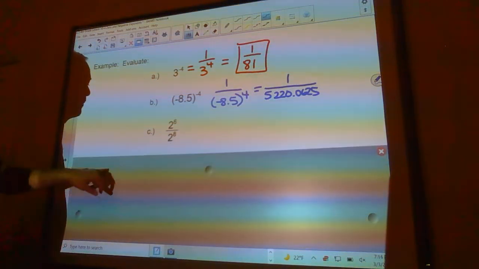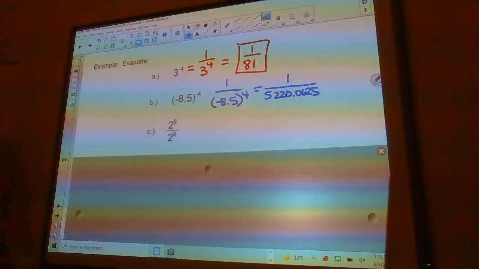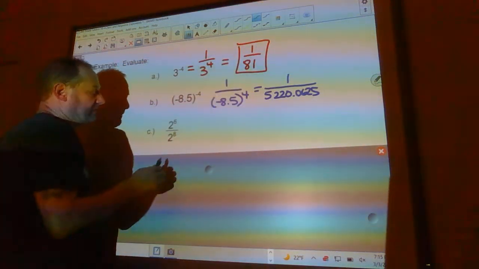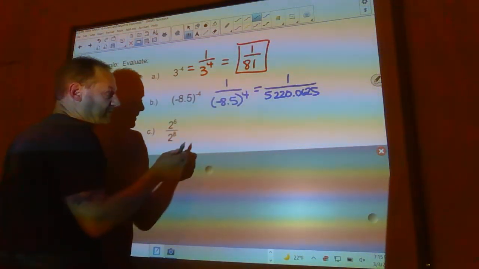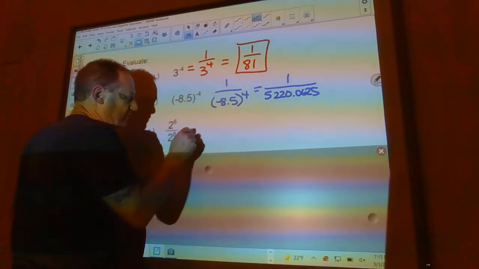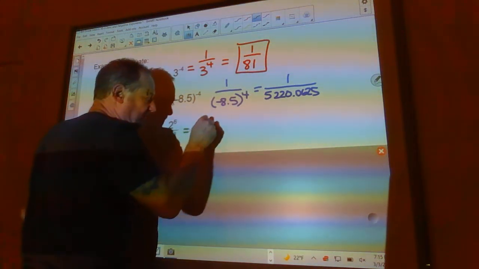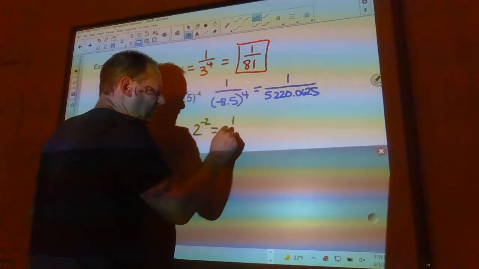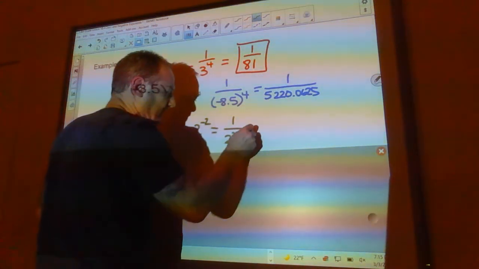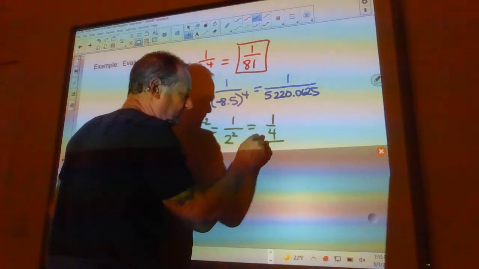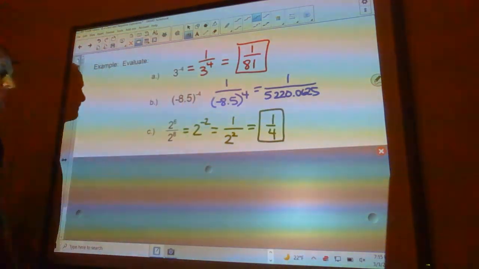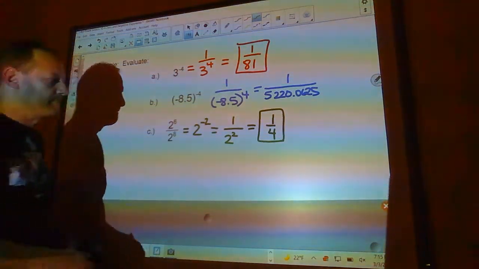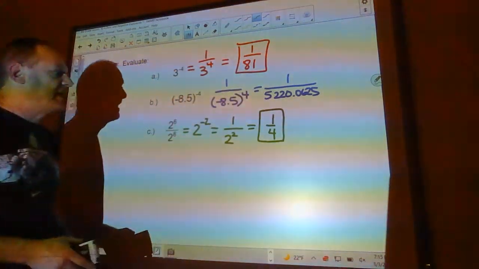Okay, 2 to the 6th over 2 to the 8th. Now remember, when we're dividing, this means that we subtract the exponents. We did that last time. So this is going to equal 2 to the negative 2 power, which is 1 over 2 to the 2nd power, which is 1 over 4. It's really not that difficult.